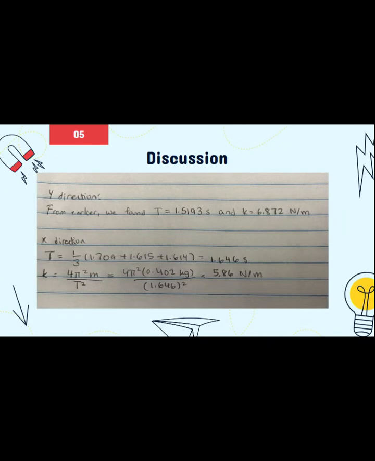We also see from our second discussion question: how do we calculate the coefficient k in the x and y direction? Well, we do it the same way that we calculated in the y direction. We take our average of period, which in this case we got as 1.646, and we calculate our k from that as 5.86 newtons per meter. And this shows us that different directions change the value of period, which ultimately affects k.